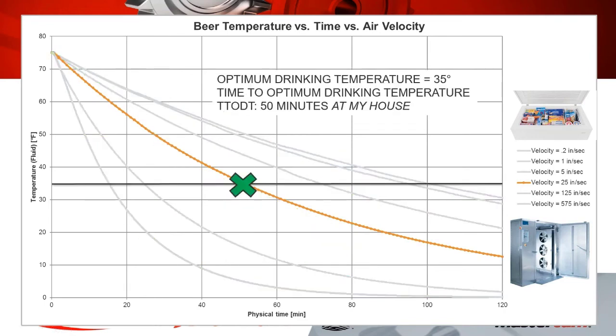If I take that data and extrapolate it, and turn it backwards, so that instead of finding the velocity that I need, I use the velocity to predict the time it takes, you'll see that at 50 minutes, you get your TTODT, which is the time to optimum drinking temperature at my house. So 50 minutes, that's our answer, right?